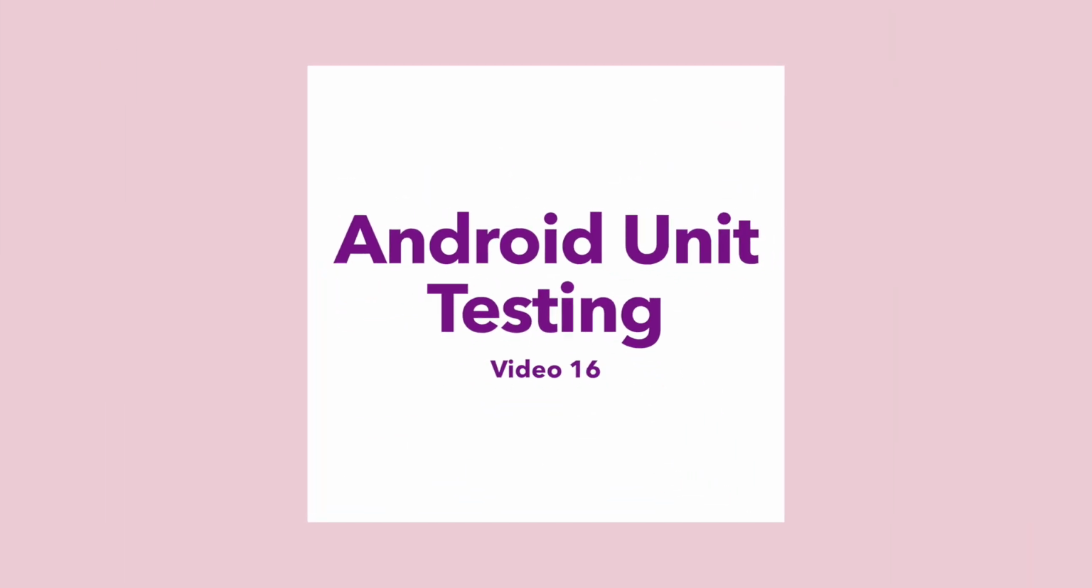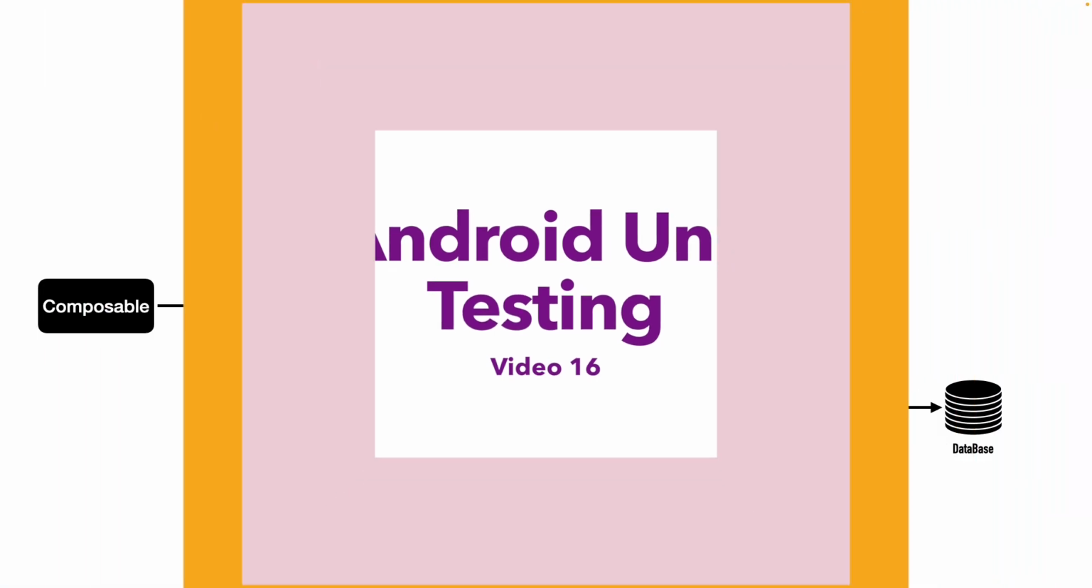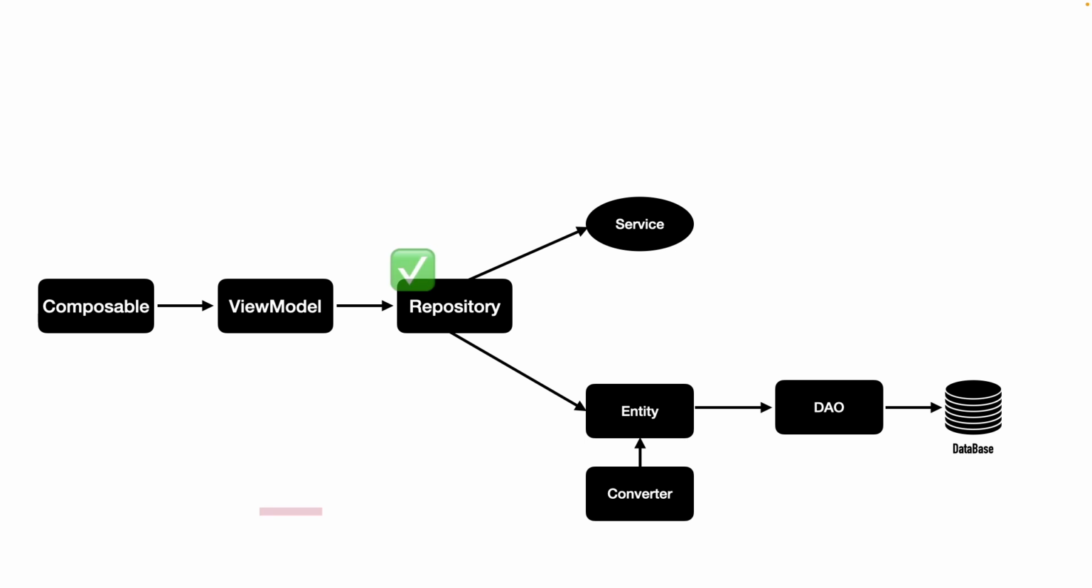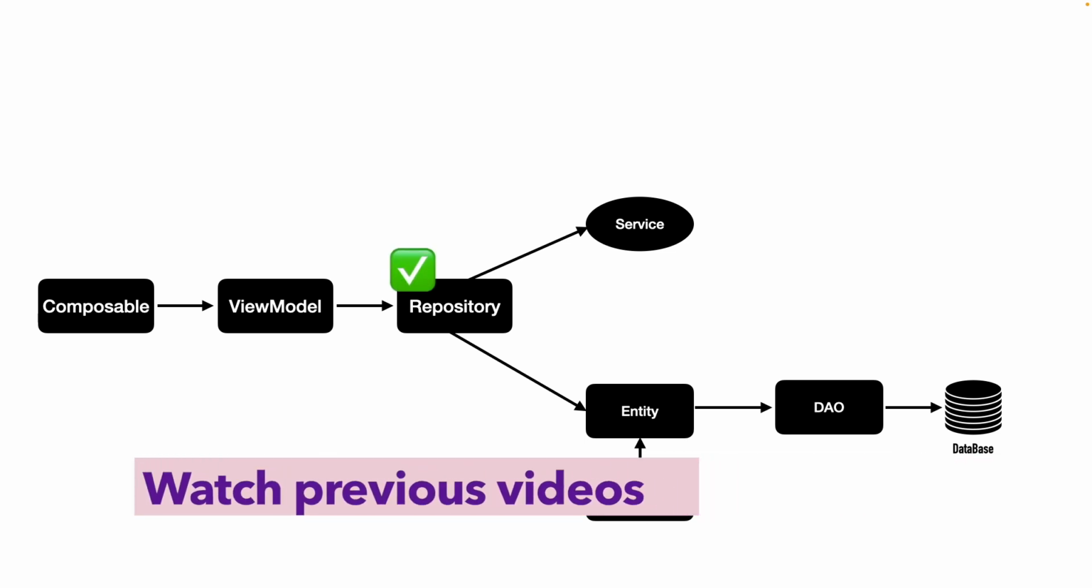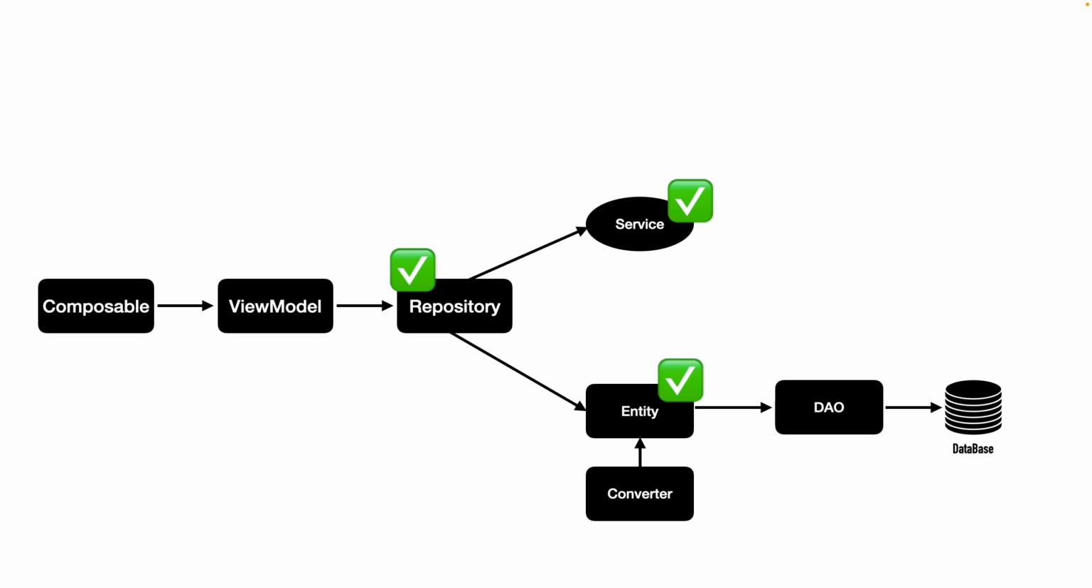Welcome to another video on unit testing in Android. If I try to summarize what we have tested so far, we have tested the repository, and to test the repository we created the fake service, we created the entity, and then we created the DAO which the repository depends on, and using the fake service and DAO we tested the repository.